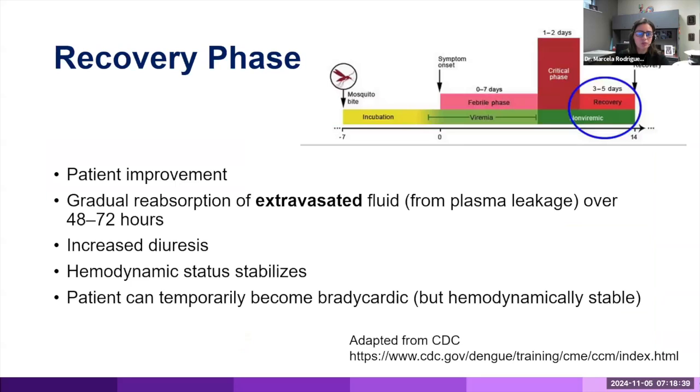After the critical phase, we go to the recovery phase. This lasts about 3 to 5 days. In this phase, the patient starts getting better. There is gradual reabsorption of extravasated fluid from plasma leakage over 2 to 3 days. There is increased diuresis, hemodynamic status stabilizes, and the patient can temporarily become bradycardic, but would be hemodynamically stable.